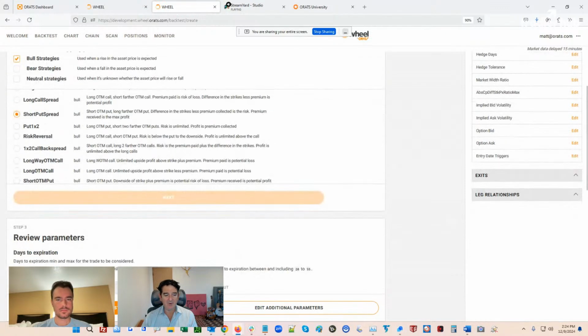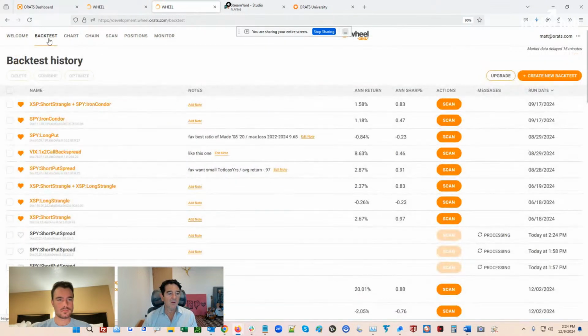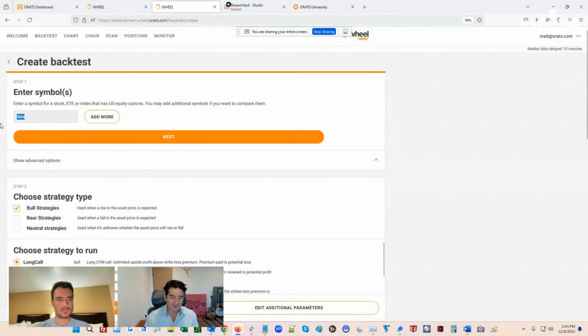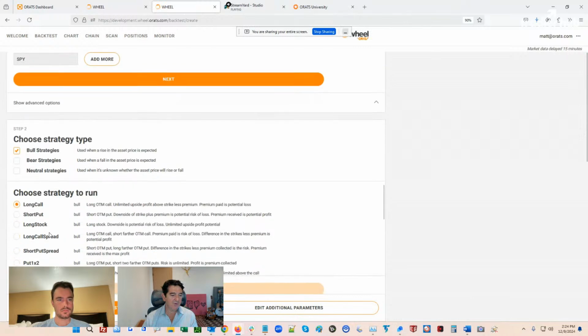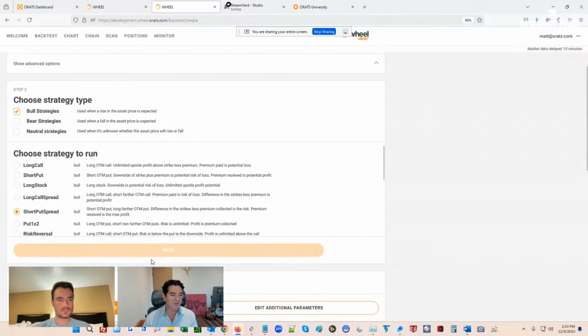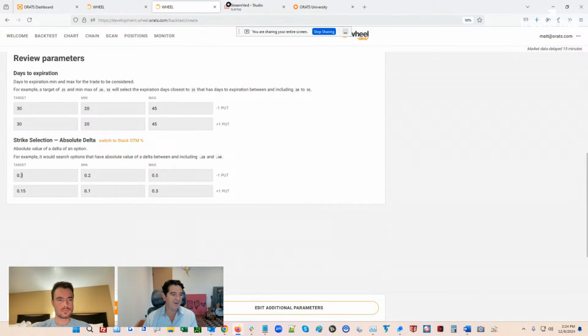Actually, I was running one right here. So what you do is you go to the Backtester in the old Legacy. This is our initial one. You go to the Backtest, you could create Backtest, go SPY, and we'll do, like I said, just a standard short put spread. We'll just leave the 30 days, 30 delta, 15 deltas in there.